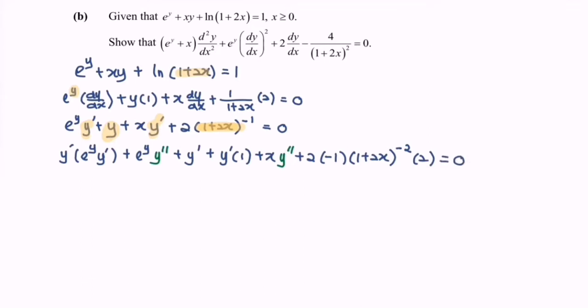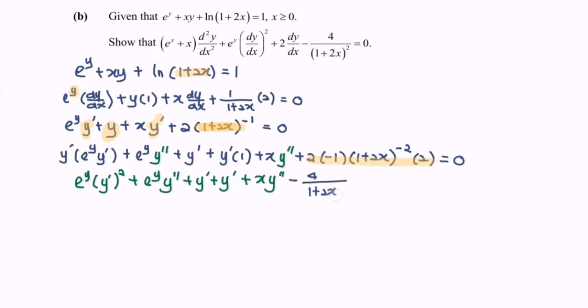Rewrite the equation. So we will have e^y (y')^2 plus e^y y'' plus y' plus y' plus x multiplied with y''. Rewrite this part and we will have negative 4 over (1 + 2x)^2, which equals 0.